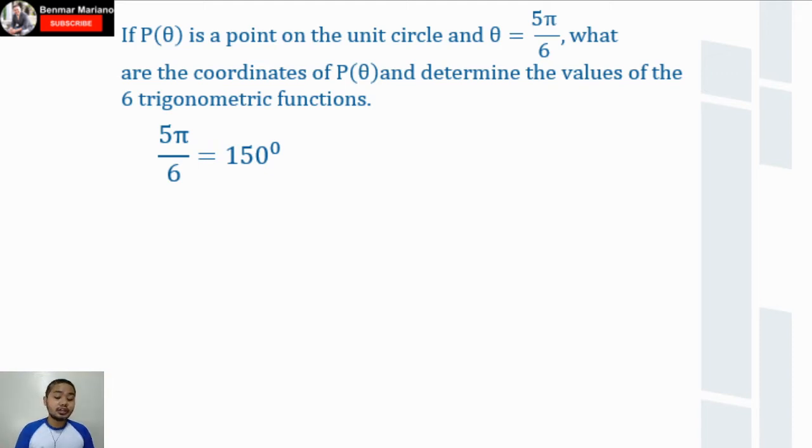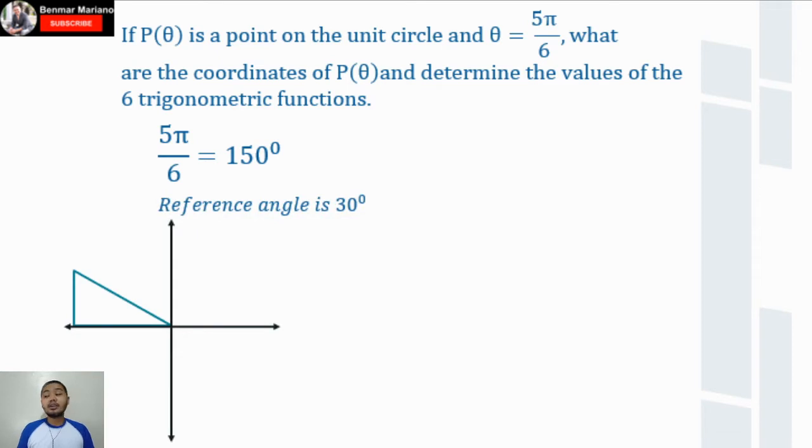Next thing to do here is to identify the reference angle of 150 degrees. 150 degrees is located in the second quadrant, and the reference angle of 150 degrees is 30 degrees. Okay? So, if we are going to illustrate P of theta in a Cartesian plane, it would be something like this.